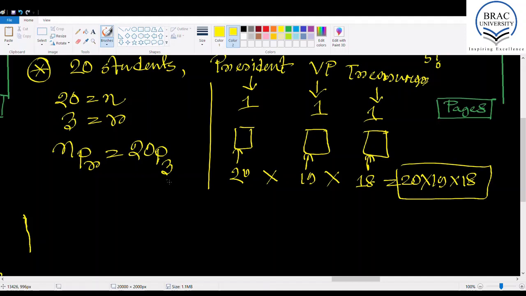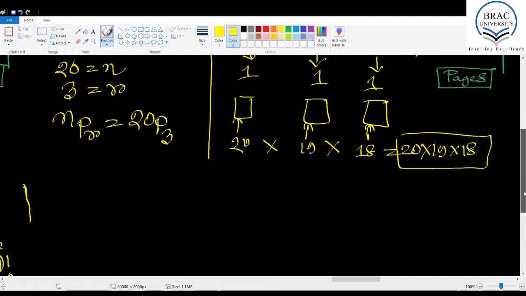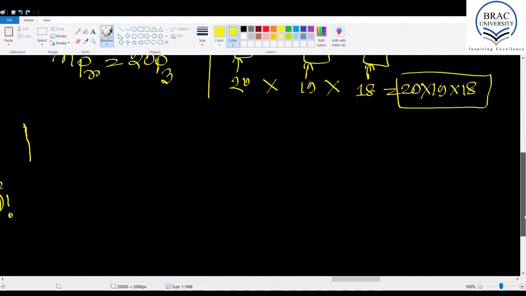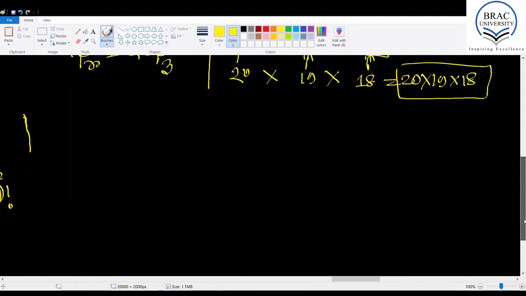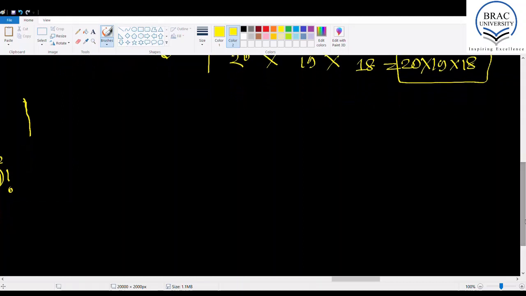Okay, so now we know how to determine the total number of permutations where n options are available and r different slots are there. So this is the end of segment 2. Thank you.